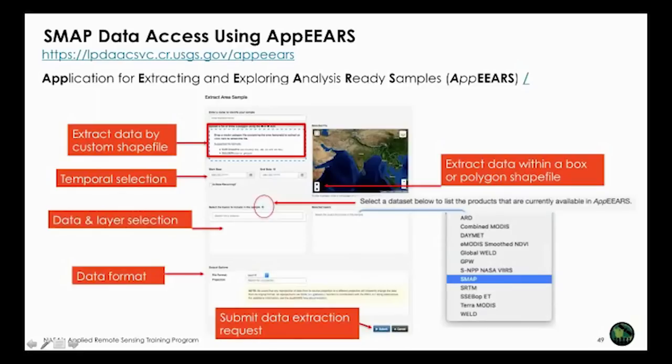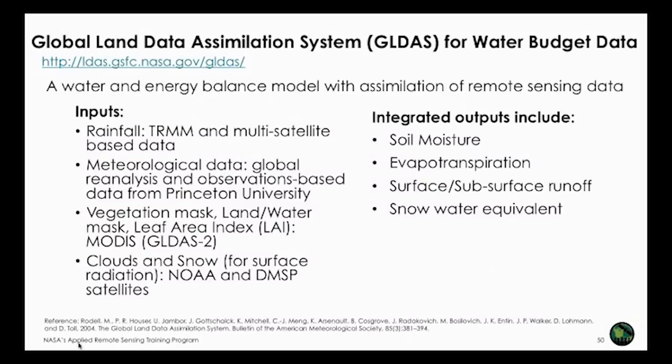Okay, so you will have to choose which data. There are multiple data sets available, but you can choose SMAP data. So we already saw how to get precipitation, evapotranspiration, and soil moisture from different satellites and using different web tools. As we mentioned earlier, surface runoff, which is a part of the water budget estimation, is not available directly from remote sensing.